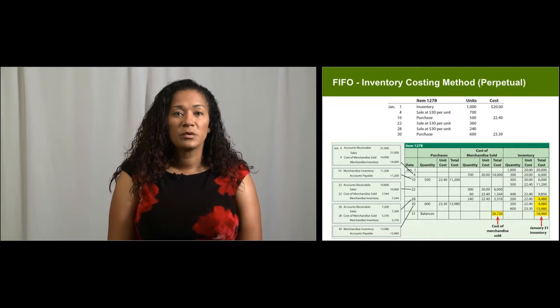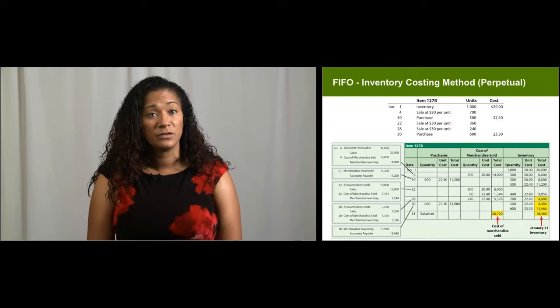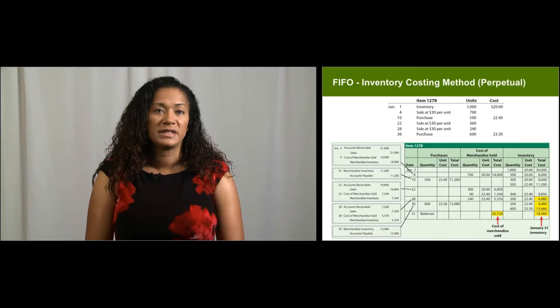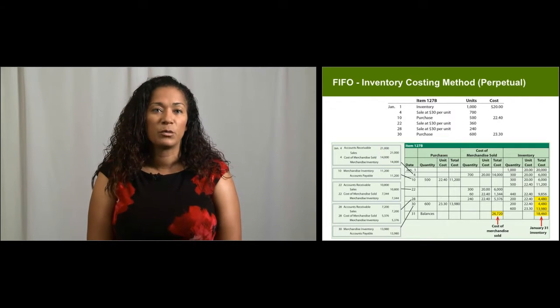This step is important because the inventory columns must show the number of units left in inventory and the cost of the units that remain in inventory. Do not add the 500 units and 300 units together. They must be listed separately because they were purchased on different days and at different unit costs.